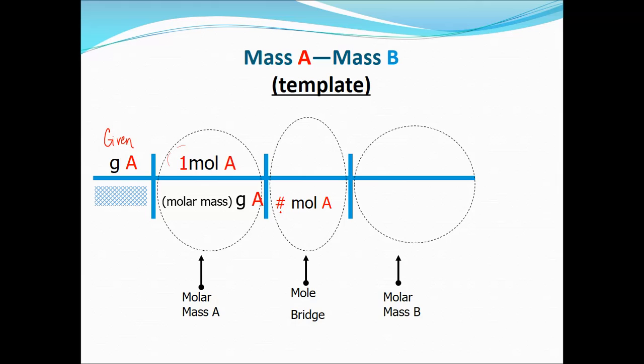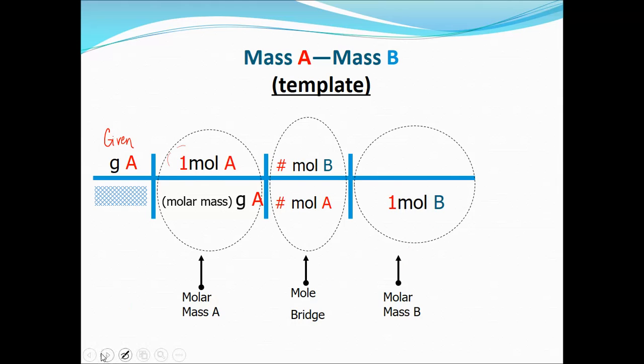The numbers for the mole bridge come from the coefficients in the balanced equation. Moles of B goes on top. Again, that number will come from the balanced equation as well. That gives you the ratio that these molecules are reacting in. Next, you need moles of B to cancel, so you'll put moles of B on bottom.